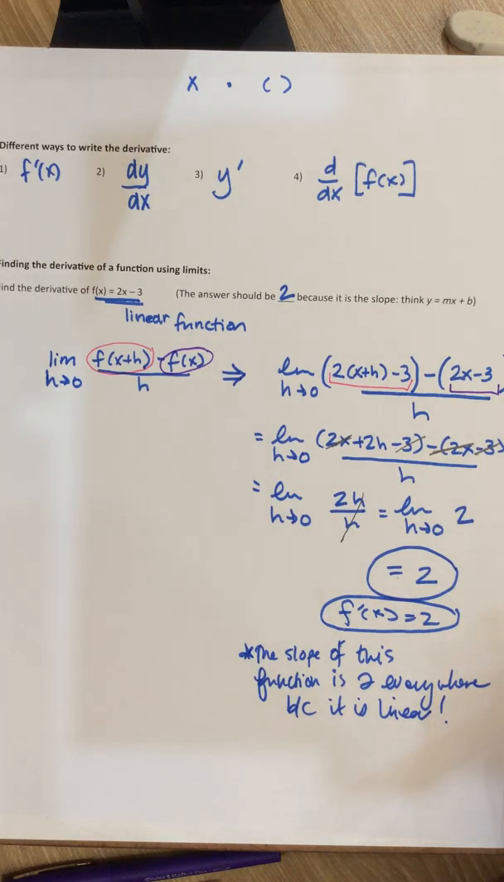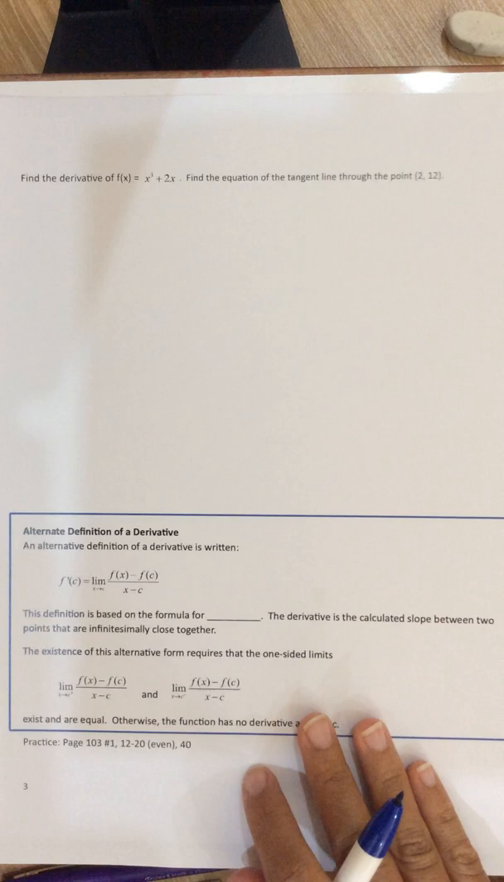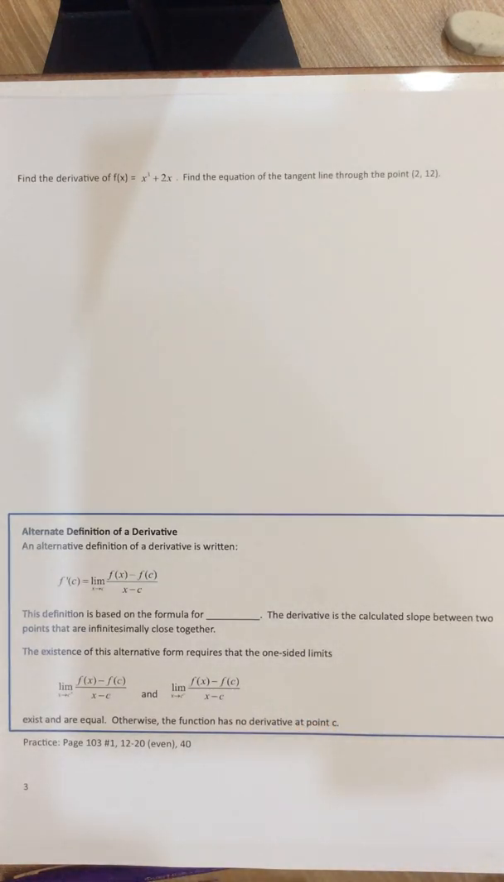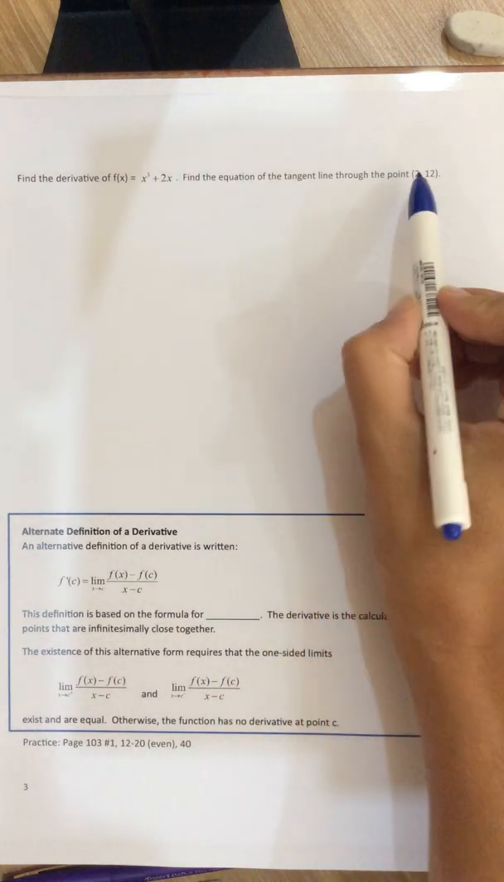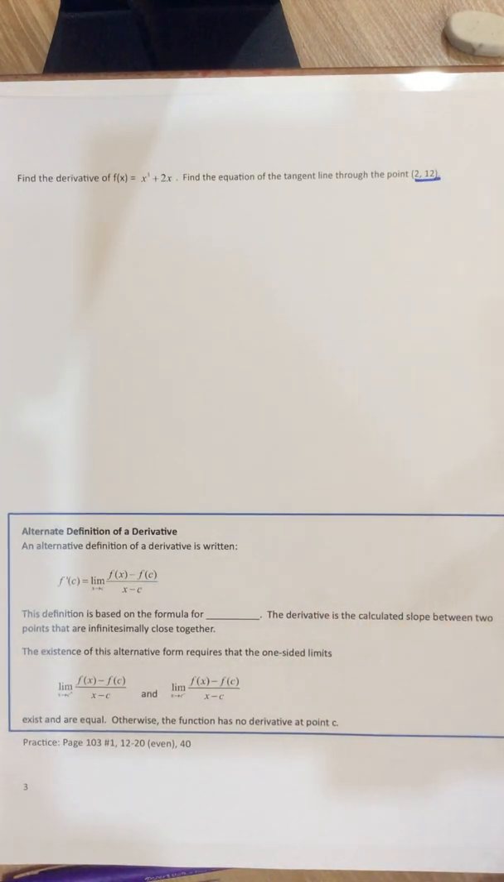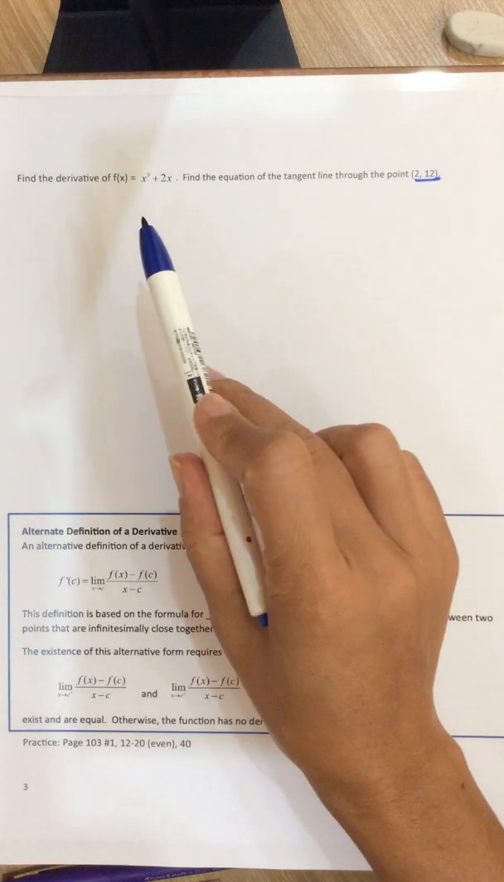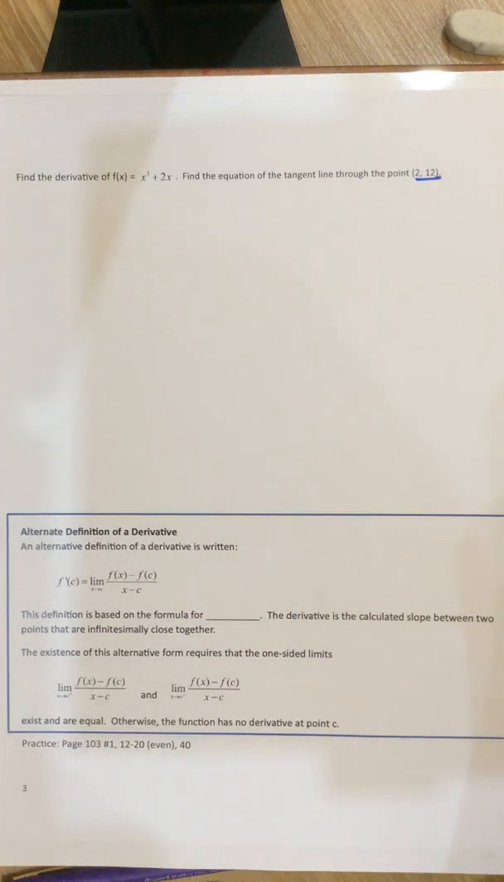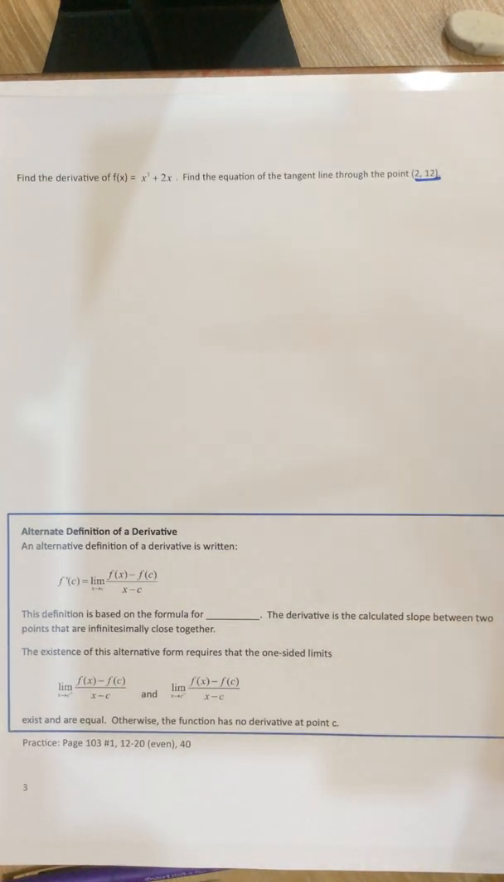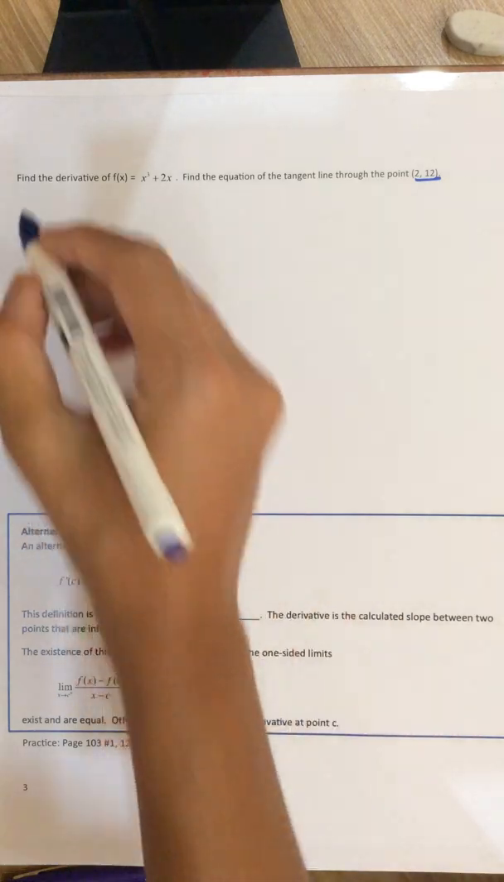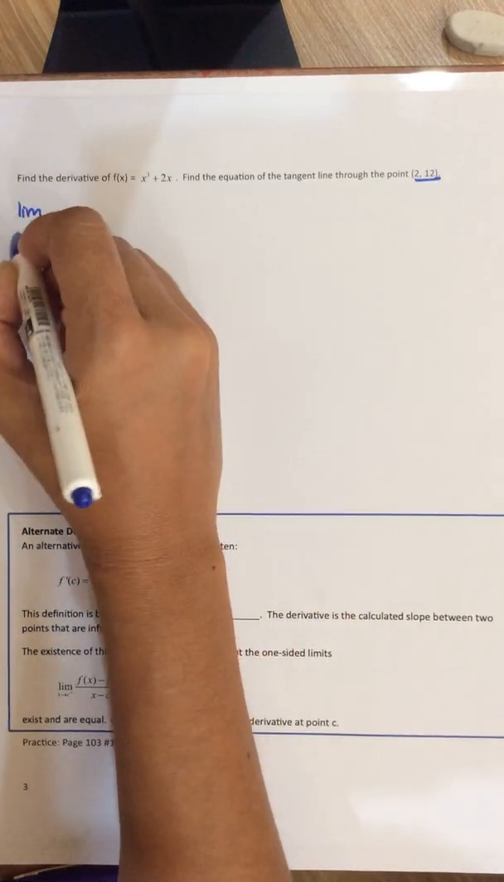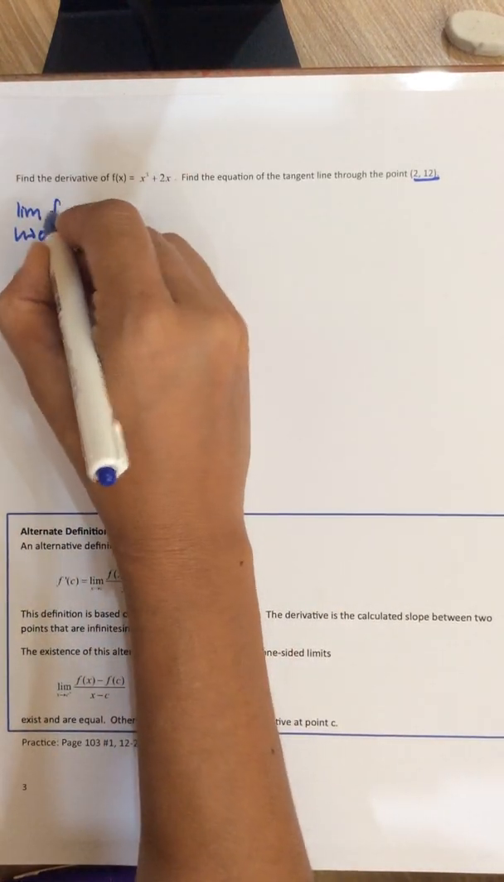So let's do one that's a little bit more complicated. One that's not a straight line. All right, this one says to find the derivative of f of x if f of x is x cubed plus 2x. And it's saying find the equation of the tangent line through this point, (2, 12). So they wanted to find it where x equals 2, right? Because this is not a linear function, so it's a curve, so it's going to have different slopes depending on what point you're at. The tangent line is going to have a different slope. So first, I'm going to just write the definition of a derivative over here.